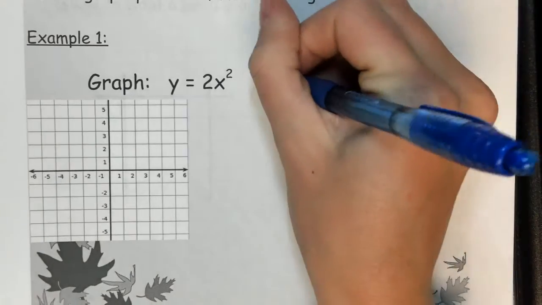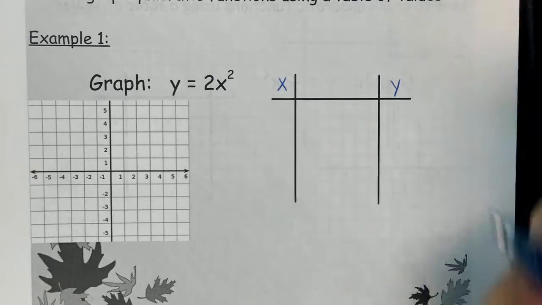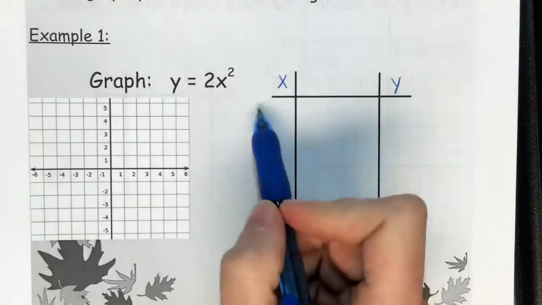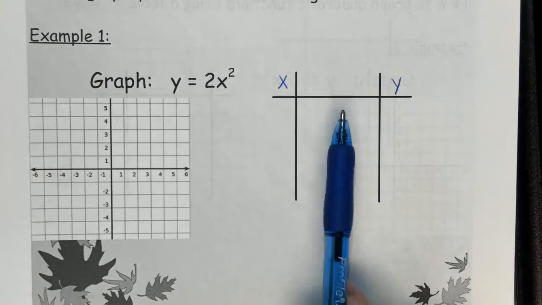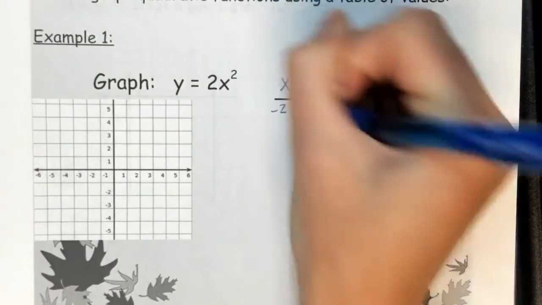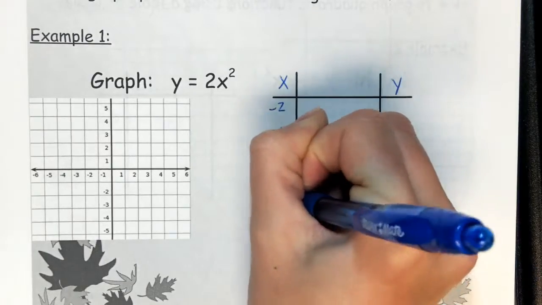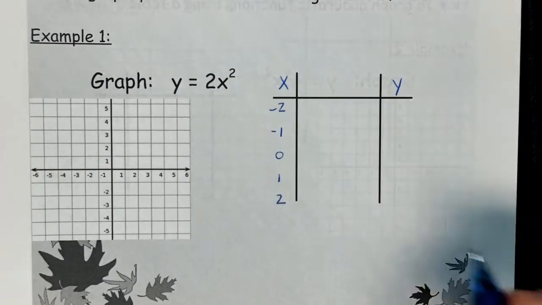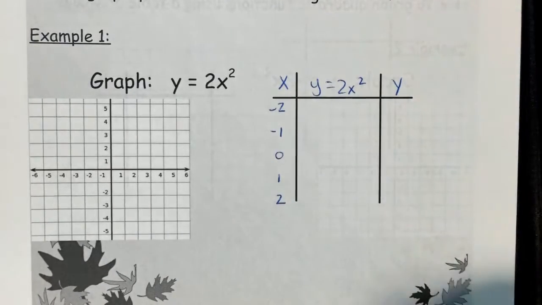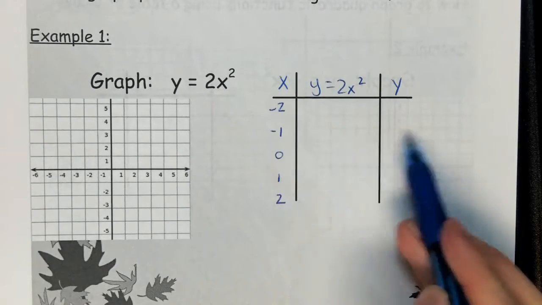Alright, so starting out, we're going to do an x and a y column, and this is going to be where we plug in. With these tables of values, I will be providing you with your x values. You will be asked to plug in and find the y. So starting out, we're going to do negative 2, negative 1, 0, 1, and 2. So here is our function, y equals 2x squared. This is a quadratic function, by the way. And we're going to plug in each value and get a y value.